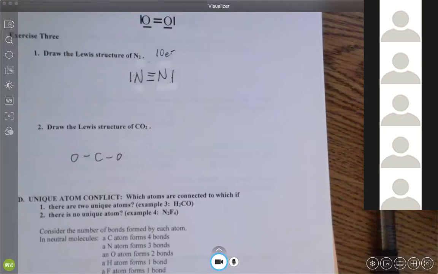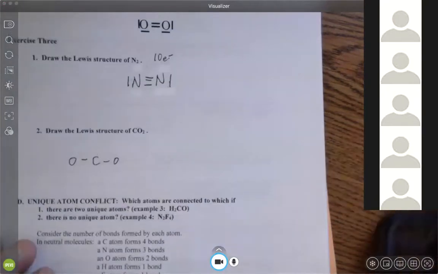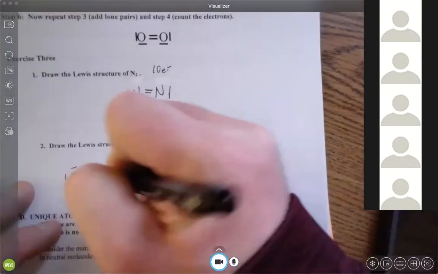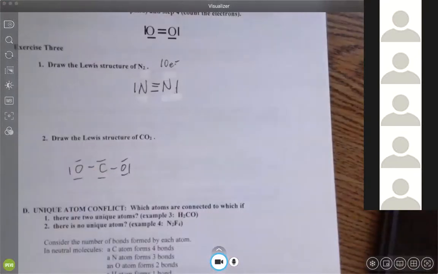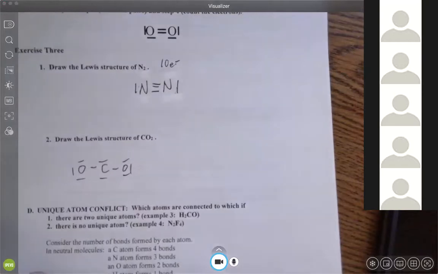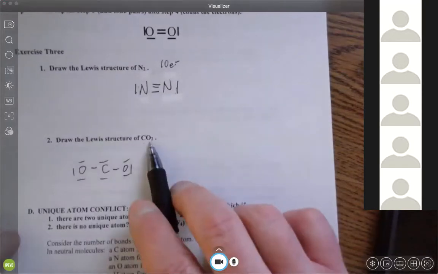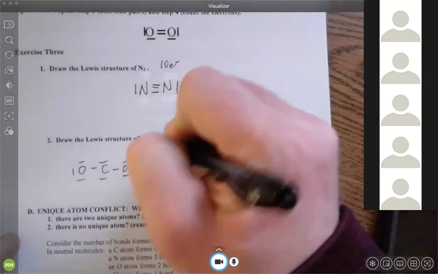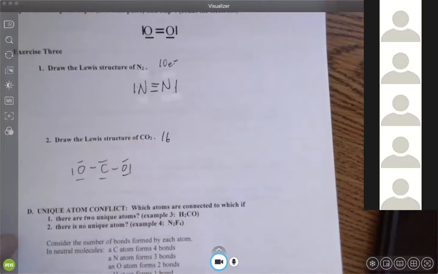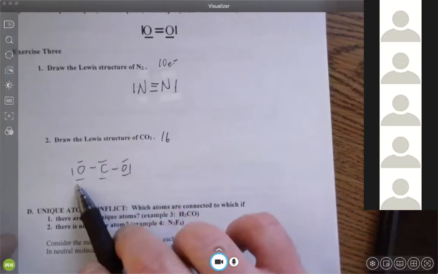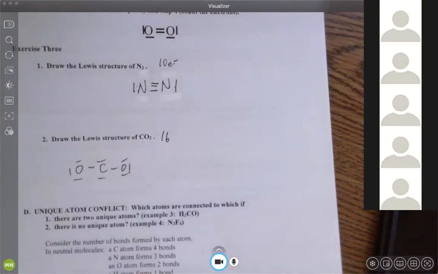Now, there's 2 possible outcomes that students can come up with for this. This is not one. Why is this not possible? Well, we have 4 plus 12, which is 16, right? We have 2, 4, 6, 8, 10, 12, 14, 16, 18, 20. So we have 4 extra electrons than we should.